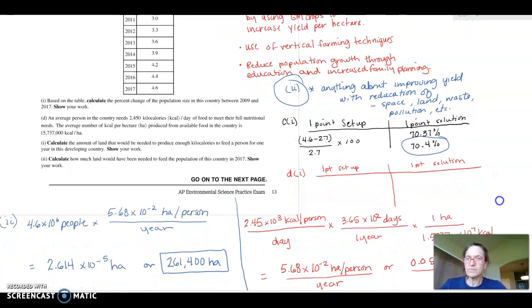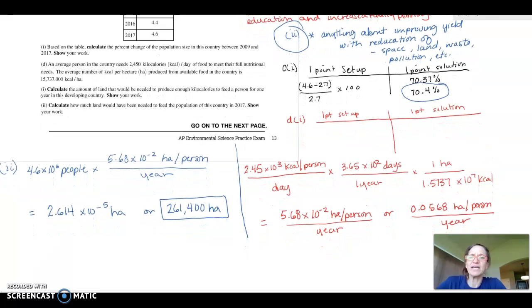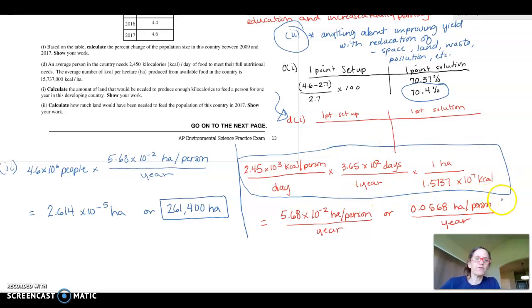Looking at D then, the average person in a country needs 2,450 kilocalories per day of food to meet their full nutritional needs. The average number of kilocalories per hectare produced from available food in the country is 15,737,000 kilocalories per hectare. Question 1 is asking you to calculate the amount of land that would be needed to produce enough calories to feed a person for 1 year in this developing country, and show your work. And so this one is in red. You're again going to get a point for the setup, showing me this big setup, and then you're going to get a point for the solution.